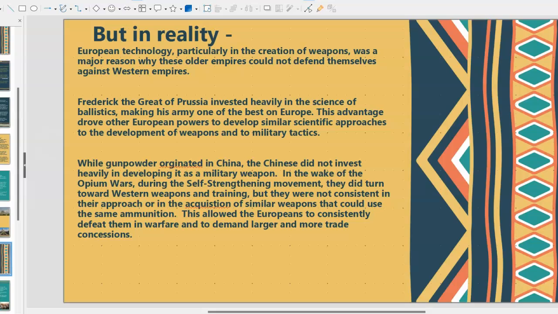In reality, European technology, particularly the creation of weapons, was a major reason why these older empires could not defend themselves against Western empires. Harari and Frankopan both talk about Frederick the Great of Prussia, who in the 1700s invested heavily in the science of ballistics. This drove European powers to develop similar tactical approaches, first against each other, but then later against these other peoples that they wanted to control. In the wake of the Opium Wars, during the self-strengthening movement, which some of you talked about, thank you, specifically in the discussion on revolutions, they did not turn toward Western weapons and training, and were inconsistent in their approach to how to do it, and that's part of the problem.